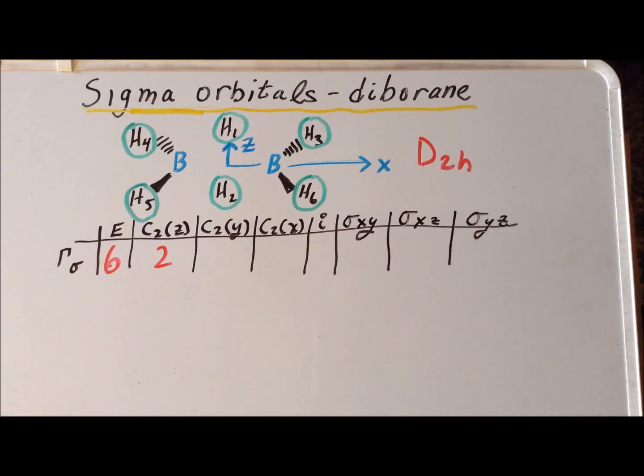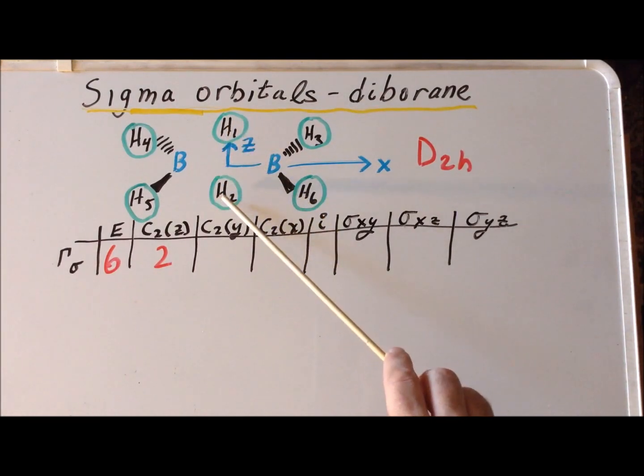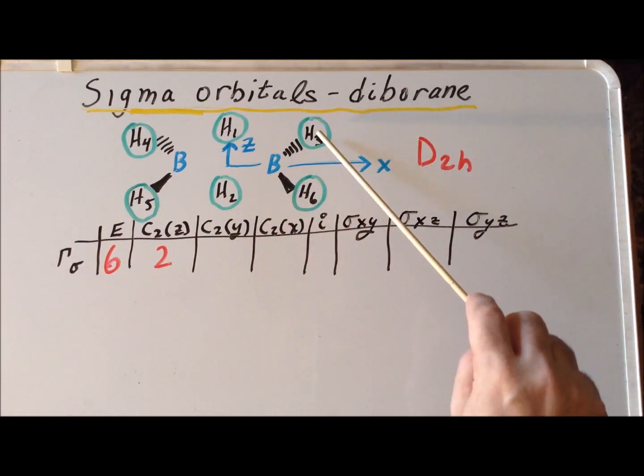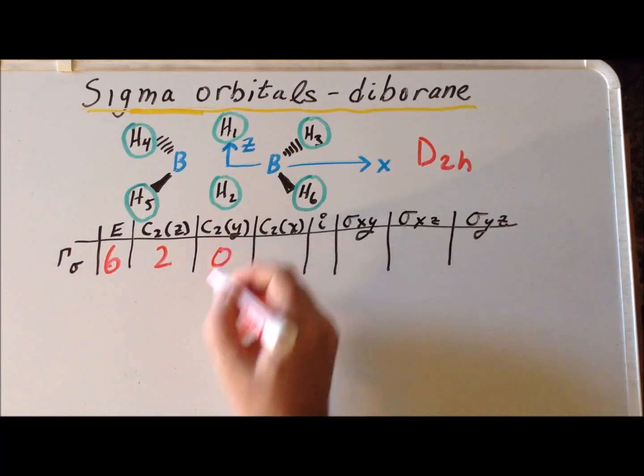Now the y-axis is sticking directly out of the board. As a result of rotation around the y-axis, H1 would move to H2, H2 to H1, because they're going around this particular axis. It would also take H3 to H5, H6 to H4, and so on. So every single orbital would move under the C2 around the y-axis. Therefore, none of them stay still, so our character is going to be 0.